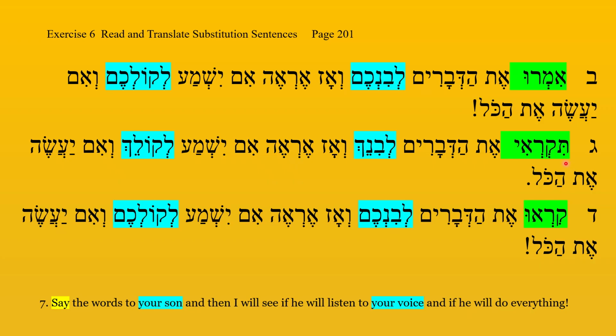So here we have "to E," but we don't have the command form. This would be the straight imperfect tense. So "to E" is you, feminine singular. So you will proclaim, or you will call, but probably proclaim. You will proclaim the words to your son, and then I will see if he will listen to your words and if he will do everything.